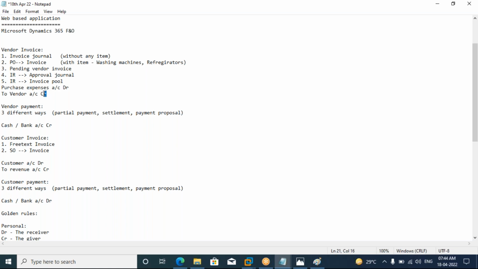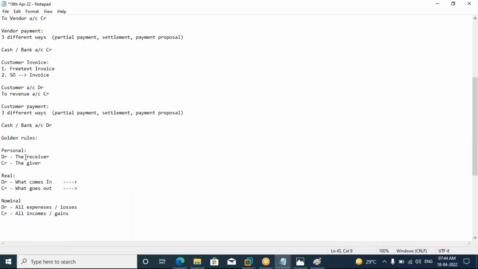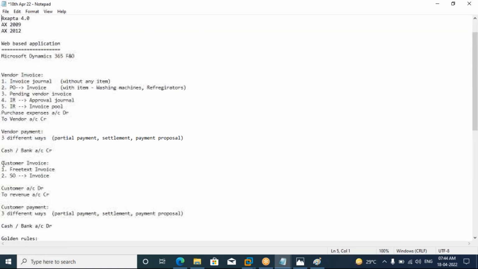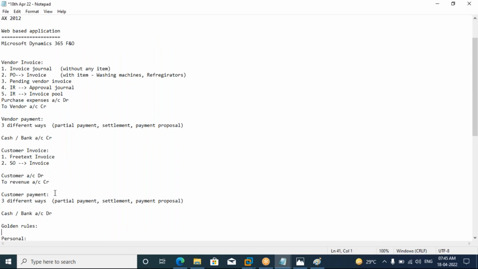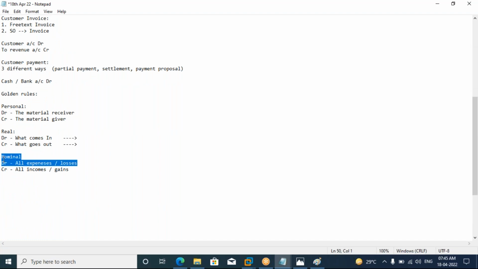So how can I remember? The giver, the material giver. Of course, in the rule it is not there, but you can apply it like this: the material giver, the material receiver. If you apply this, you can easily understand. The giver means material giver. The vendor is giving material, so that's why vendor account credit. And expenses account debit, because all expenses are debit.